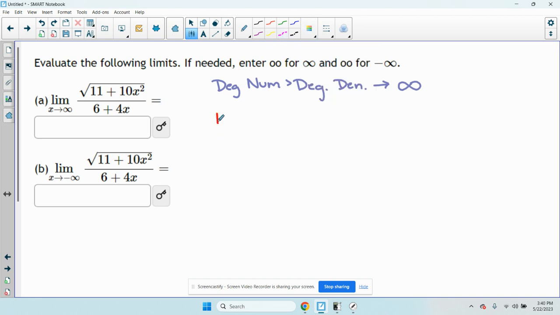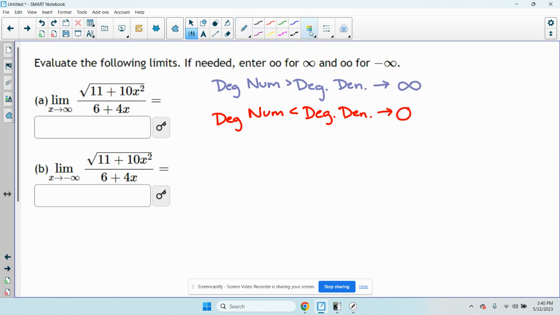If the degree of the numerator is smaller than the degree of the denominator, well, that means the bottom of the fraction is getting large very, very, very quickly, quicker than the top. So it's going to be getting closer and closer to 0.